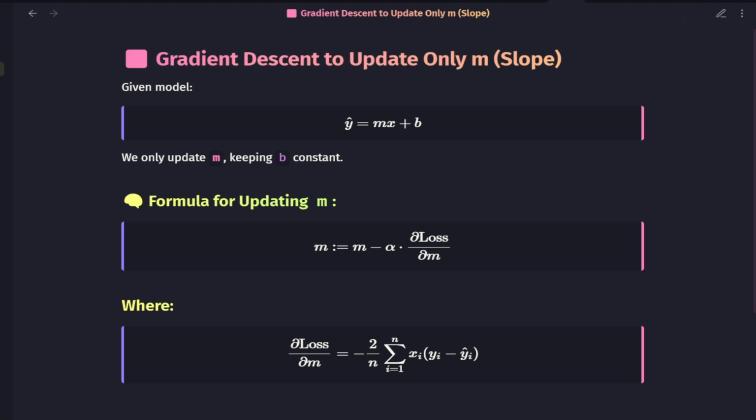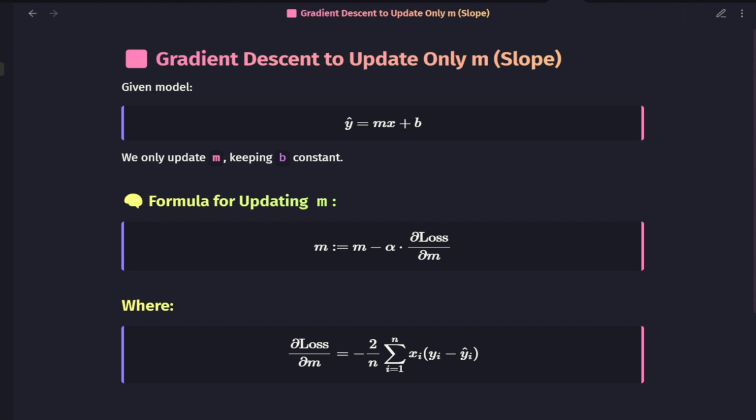This focuses on what happens when we use gradient descent to update only the slope in our model while keeping the intercept fixed. We are working with the equation y hat is equal to mx plus b, a simple line. Gradient descent helps us reduce the error in prediction by adjusting m step by step. To do that, we use the formula m is equal to m minus alpha del loss by del m. Here, alpha is the learning rate, how big the step is.